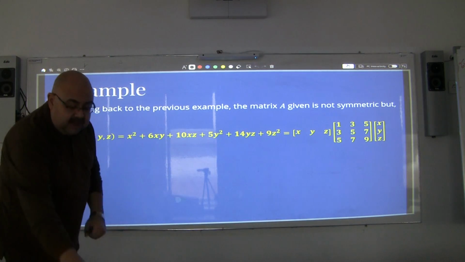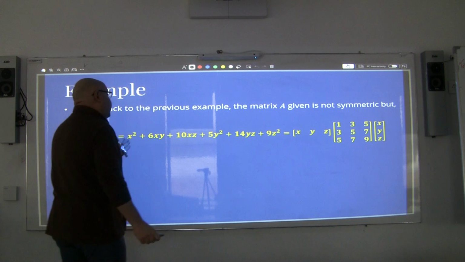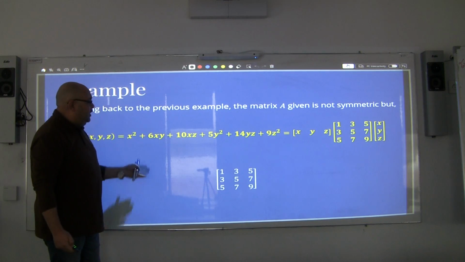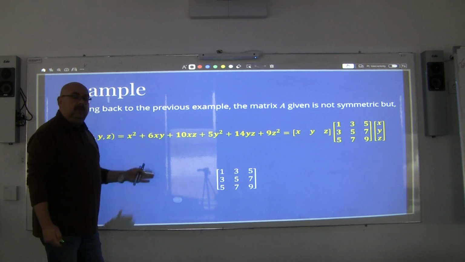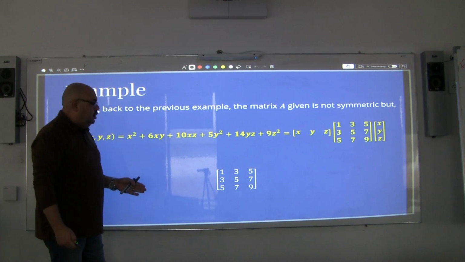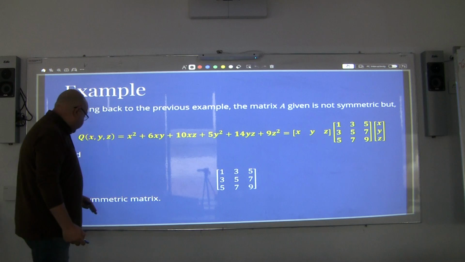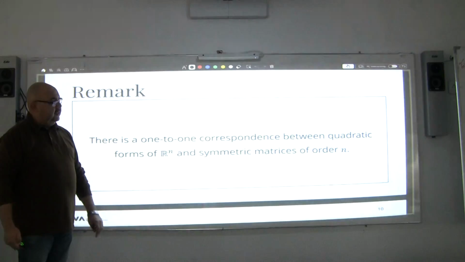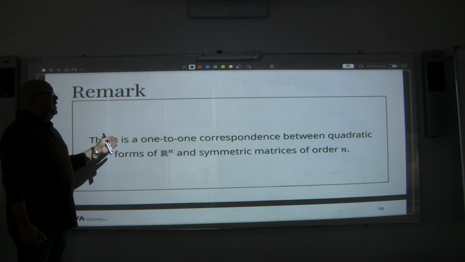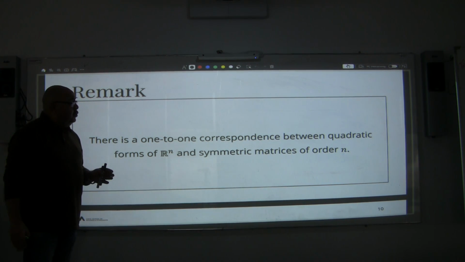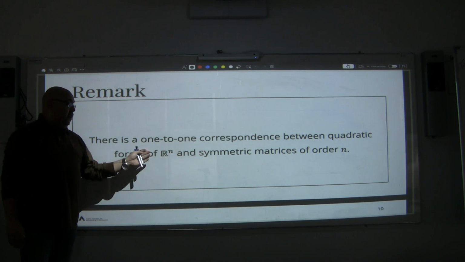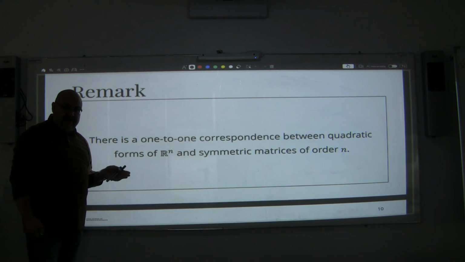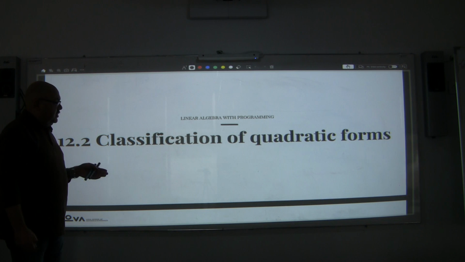And as you can see, either having the quadratic form and wanting the matrix, or having the matrix and getting the quadratic form, both of them are really very simple and accessible for all of us. It is a symmetric matrix, as you can see, exactly as we do. There is a one-to-one correspondence between the quadratic forms of Rn and the symmetric matrices, and that's what we discovered in the previous slide.